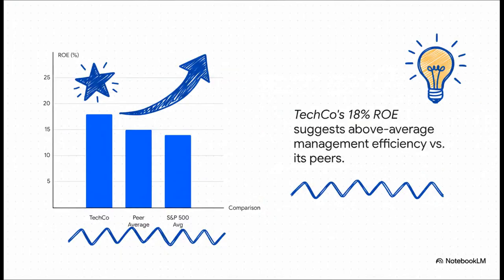Let's look at a quick example. Here we've got TechCo with an 18% ROE. Now, compared to the S&P 500 average, which hovers around 14%, that looks pretty decent. But the real test is against its direct competitors. The peer average here is 15%. So TechCo's 18% tells us that it's probably better than its rivals at turning shareholder money into profits. That's the first critical layer of analysis.